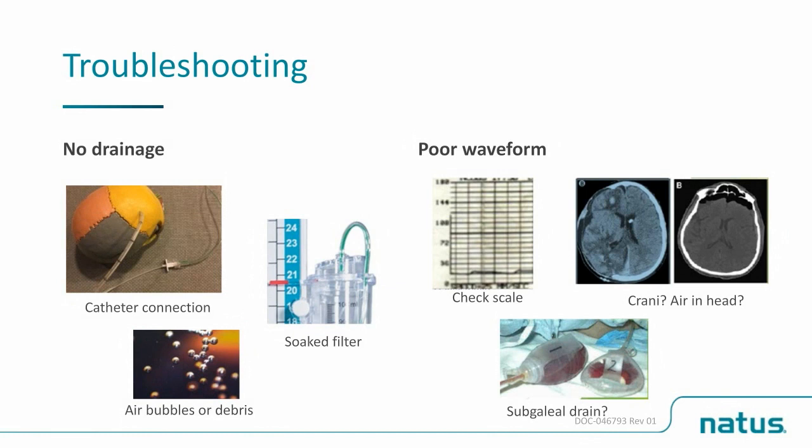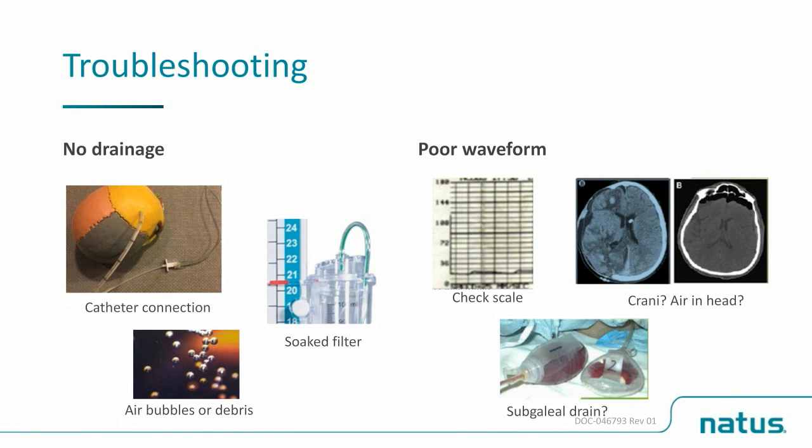Inevitably, something happens where the waveform isn't the greatest or there's no drainage. Here are some hacks to get you through. Always check your institution's policies and orders before proceeding. No drainage? Check the ventricular catheter connection. Poor waveform? Check your scale. A waveform for an ICP of 5 will be hard to see if the scale is set to 100.